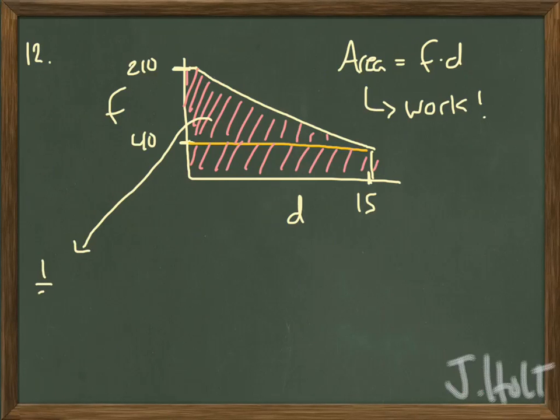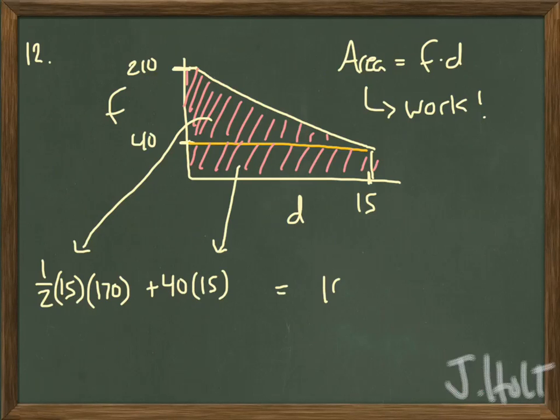Let's find the area of that top triangle first. That would be 1/2 base times height. And then let's find the area of that bottom little rectangle. That would just be base times height. Put them together, and then we get the total work.